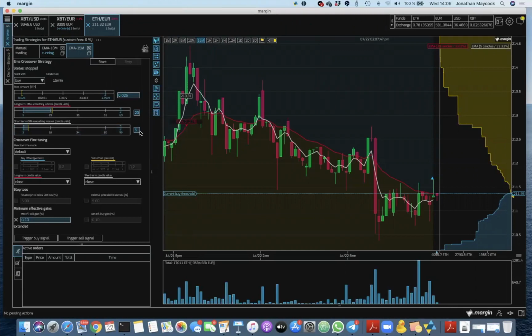So then the mechanism by which the bot decides whether to buy or to sell is basically that when the short-term line crosses the long-term line, that's always the criteria. Short-term line crossing the long-term line. And when it crosses from below, that's a signal to buy. And when it crosses from above, it's a signal to sell.